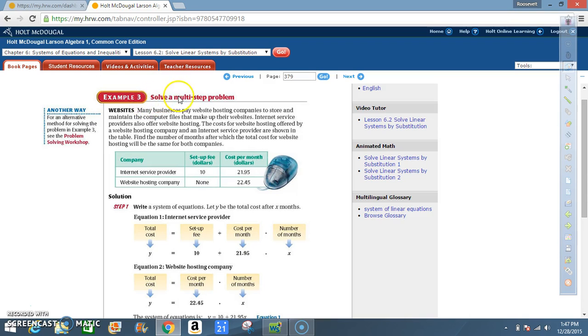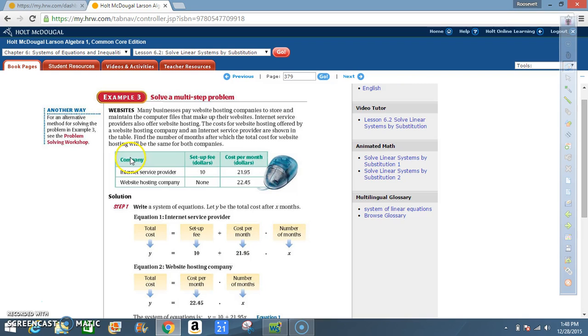Example 3. Solve a multi-step problem. Websites. Many businesses pay website hosting companies to store and maintain the computer files that make up their websites. Internet service providers also offer website hosting. The cost for website hosting offered by a website hosting company and an internet service provider are shown in the table. Find the number of months after which the total cost for website hosting will be the same for both companies.